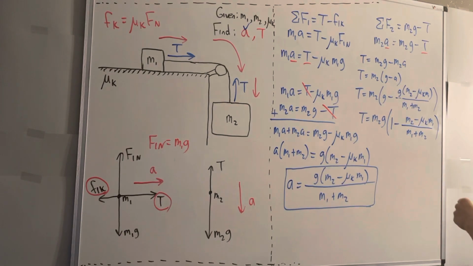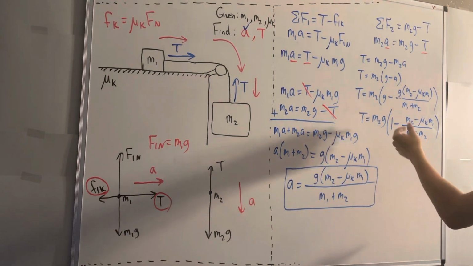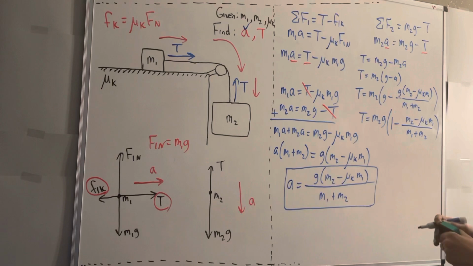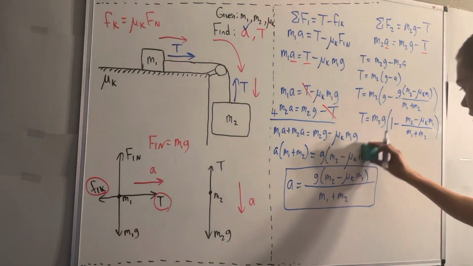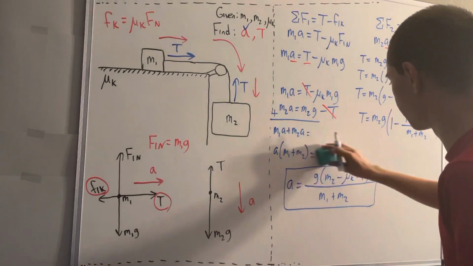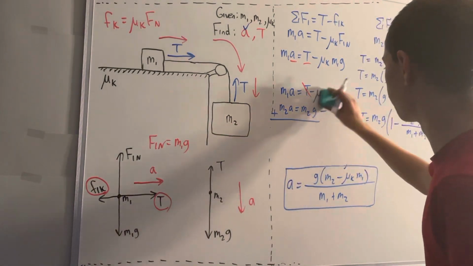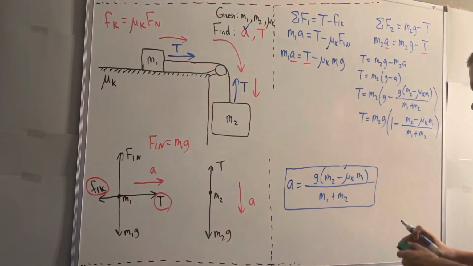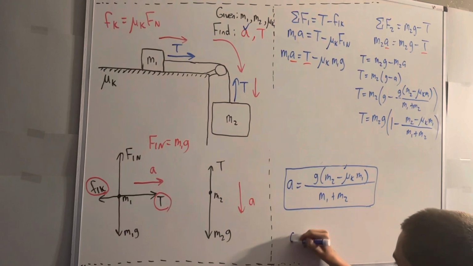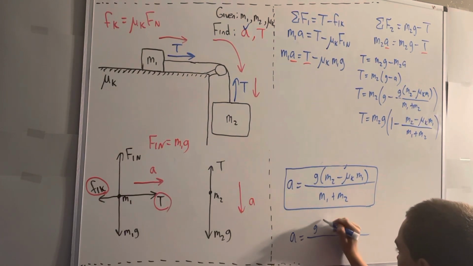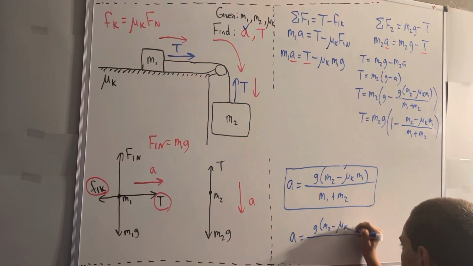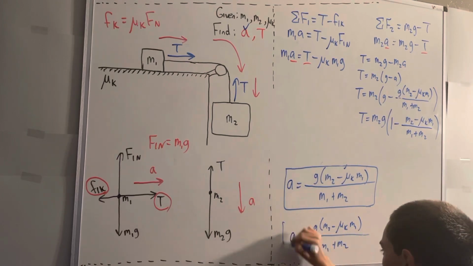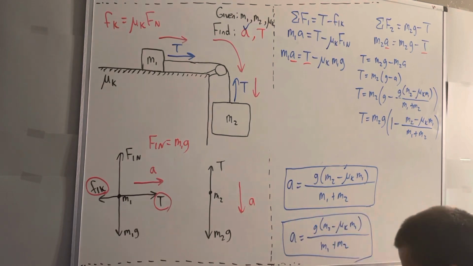And so we could say this is our final answer, but we don't have to. We could actually keep going, interestingly enough. So what we're going to do is erase this stuff that we have right here, because I realize we're not going to have as much room. But we're not going to erase this equation because it's one of our original equations. And we're going to write this down here: a is just g times m2 minus mu k m1 all over m1 plus m2, and this is what we have.